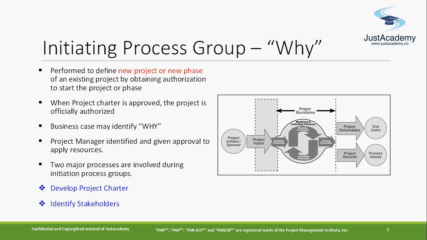In this initiating process group, as I said, there are 2 processes: develop project charter and identify stakeholders. The project charter is a very high-level document which shows the business case, the technical constraints, and other constraints, and the business sponsor will give you the high-level budget also. It means this much funding is available, like 200K or 500K, and you plan according to that, because the project manager needs to plan within it.